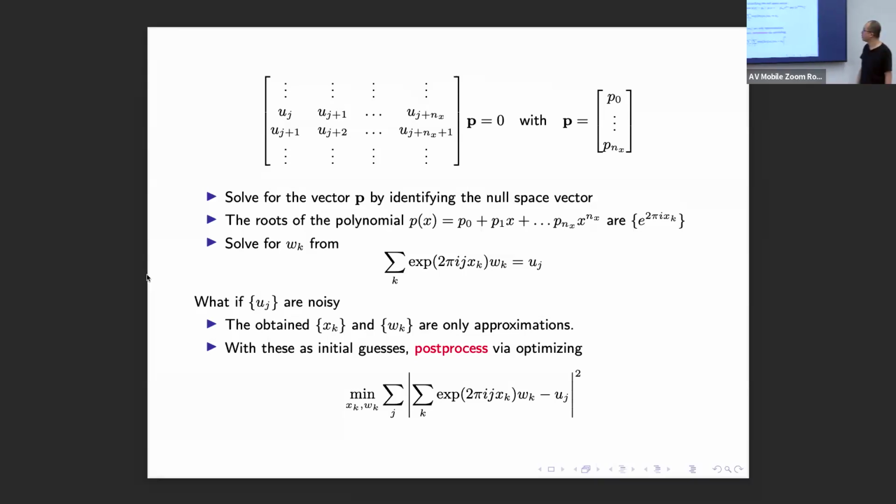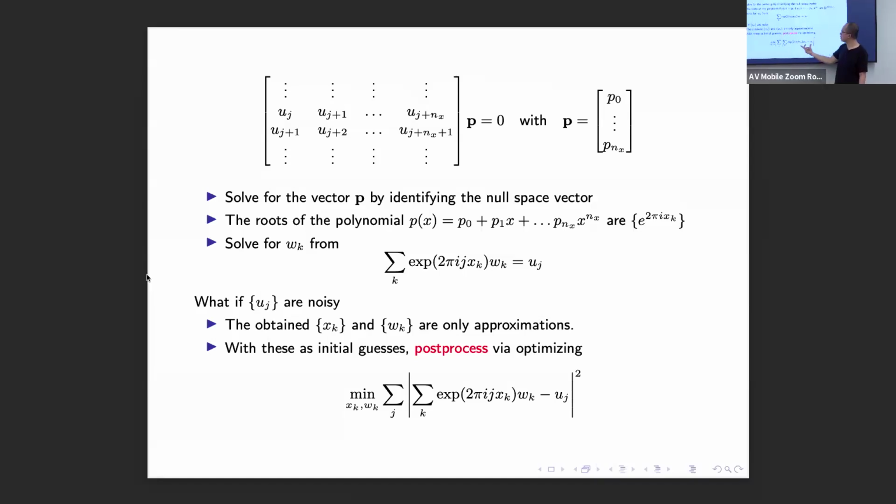Okay. Now I presented Prony's method under the assumption that all the data is clean. So I don't have any noise. Noise is equal to 0. But if you do have noise, then things are complicated. What you obtain here only corresponds to some kind of approximations, right? They might not be very good approximations. So what people can typically do is use what you just obtained as an initial guess and do a little bit of post-processing by solving this optimization problem jointly.